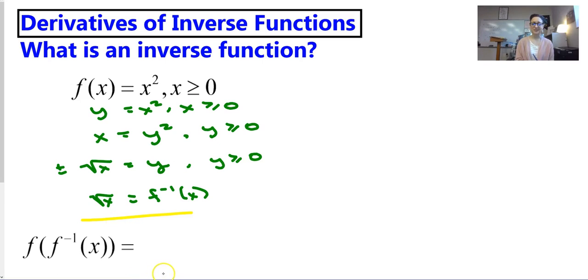Now, the importance of inverses is that they undo each other, right? You can tell I started with x squared, I ended with the square root of x. So when I compose the two, when I take f of f inverse of x, I'm going to come back to my original input, which is x. So please write that in your notes, and then let's take a look at the calculus of this.